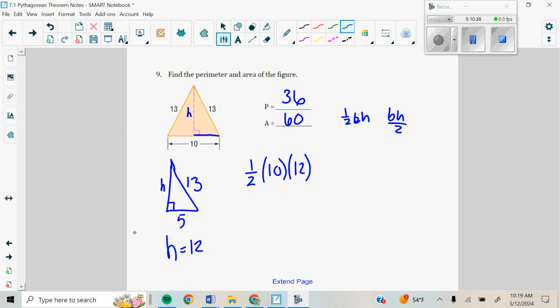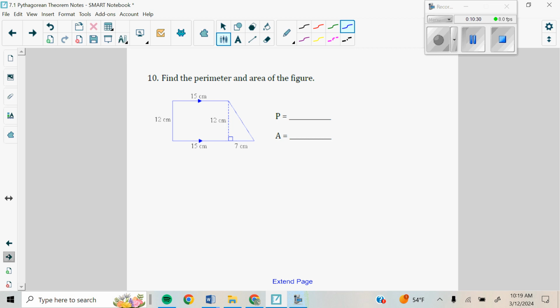All right, then we have another shape here and it says find the perimeter and the area. Here we are missing this slant, so we can't do our perimeter easily, but we can find our area. If you look just at the outline of the main shape, this is a trapezoid. So our trapezoid area formula, remember, is the height times base 1 plus base 2 divided by 2.